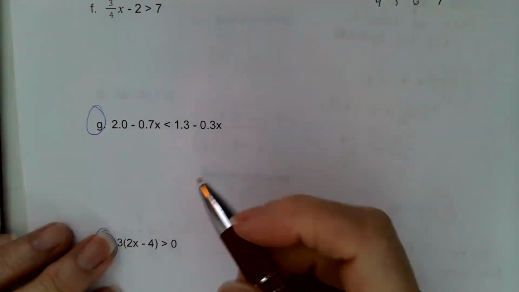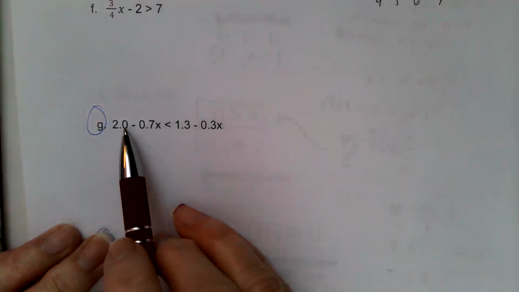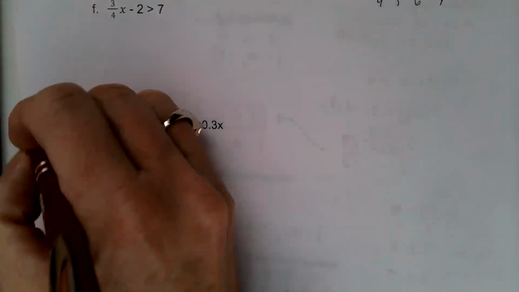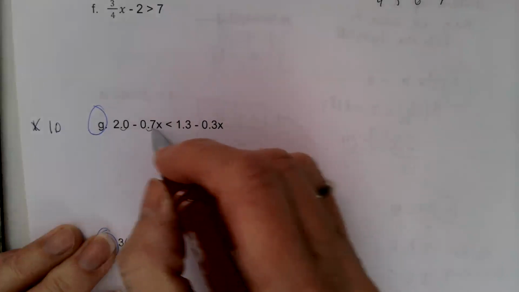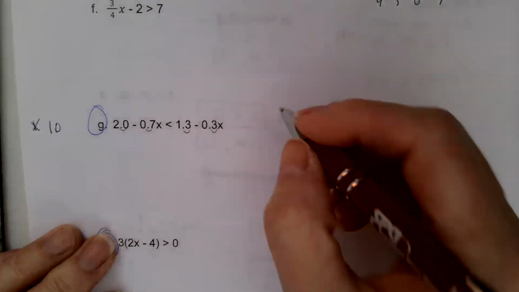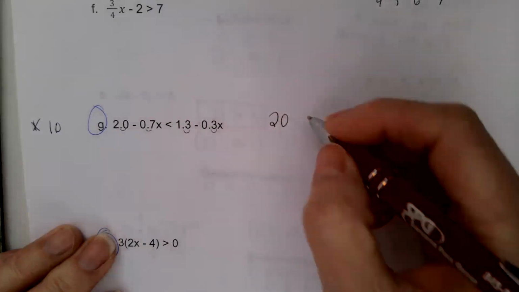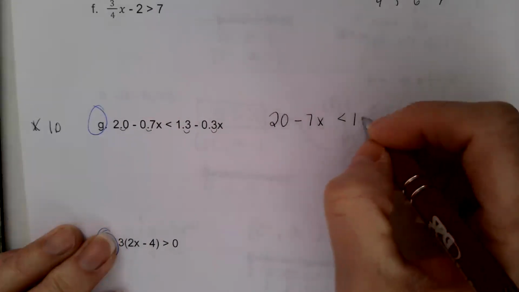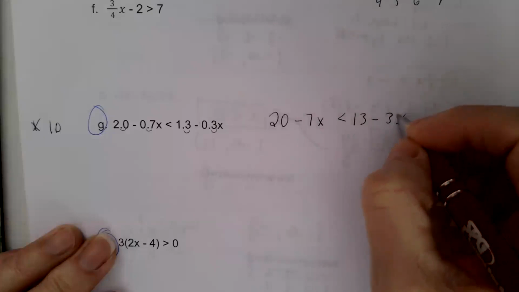Let's look at G. So G, we have some decimals. It looks like we have just one decimal place on each, so that means I can just multiply by 1 power of 10. So when I do that, all the decimals move to the right one. So I have 2, now it turns into 20, minus 7x less than 13 minus 3x.